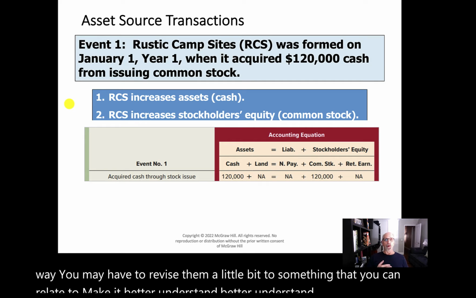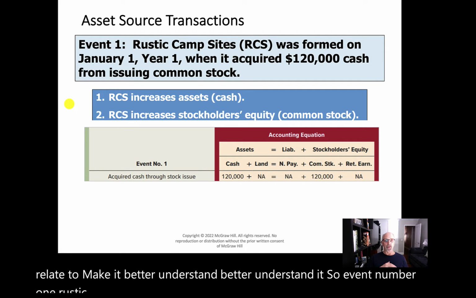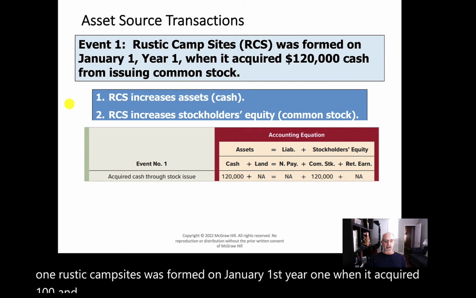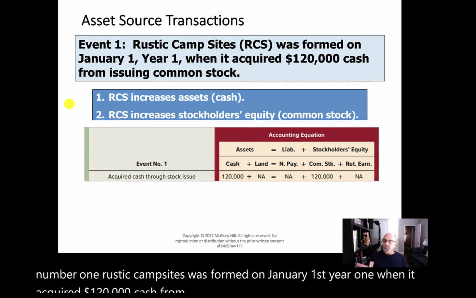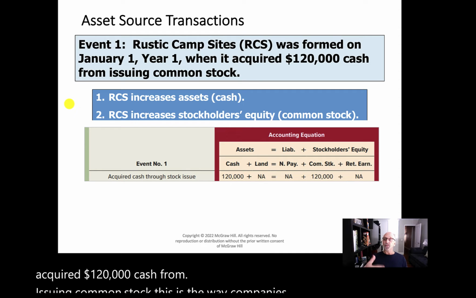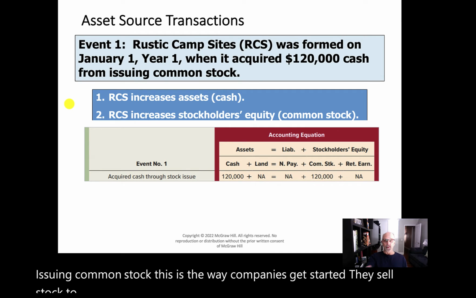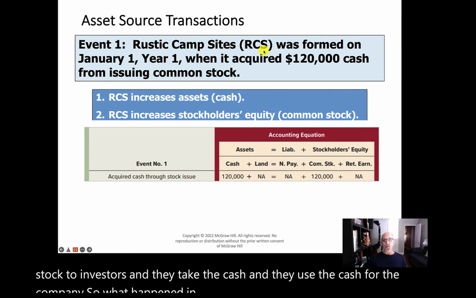Event number one, Rustic Campsites was formed on January 1st, year one, when it acquired $120,000 cash from issuing common stock. This is the way companies get started. They sell stock to investors, and they take the cash and use the cash for the company. So what happened in this transaction? We got cash, we sold stock.